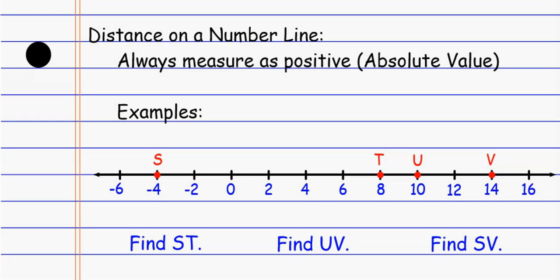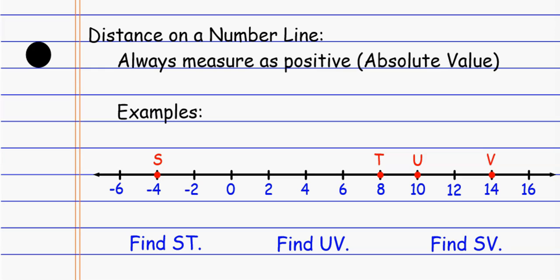So measuring distance on a number line can be done in two ways, okay? We could do it simply by counting. If we count from one point to the next across the number line, that would be one way that we could find the distance. And the other way is subtraction, okay? The thing we have to remember, though, is that distance should always be measured as a positive.